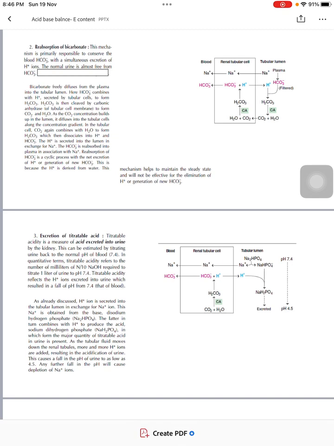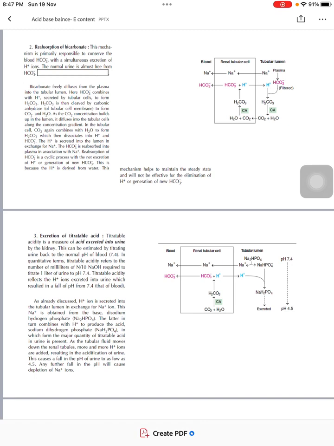Carbonic acid is then cleaved by carbonic anhydrase to form carbon dioxide and water. As the carbon dioxide concentration builds up in the lumen, it diffuses into the tubular cells along the concentration gradient. In the tubular cells, the carbon dioxide again combines with water to form carbonic acid, which then dissociates into H plus ions and bicarbonate. The H plus ions are secreted into the lumen in exchange for sodium. The bicarbonate is reabsorbed into the plasma in association with sodium.